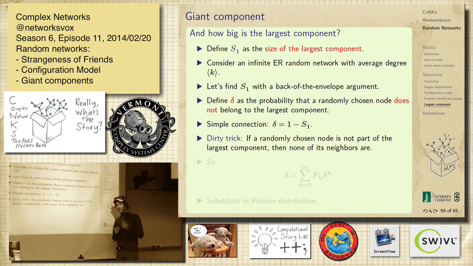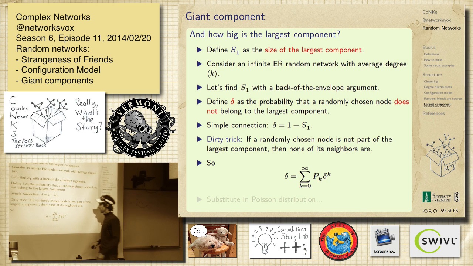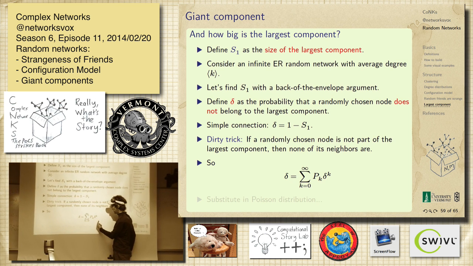So this is true, right? If a node is not part of the giant component, then none of its neighbors are. Okay, that's good. So we could say this statement should be true, so that there's a little recursion relation. We have lots of recursion relations for these things because random networks are full of this.